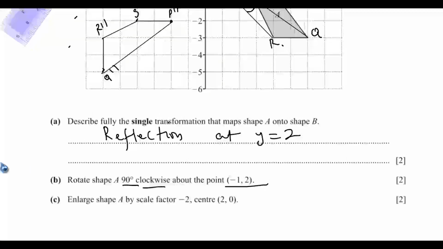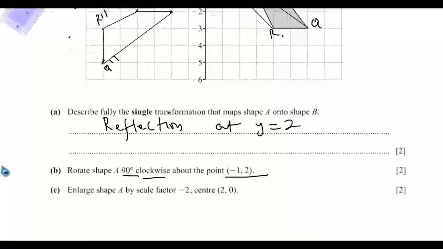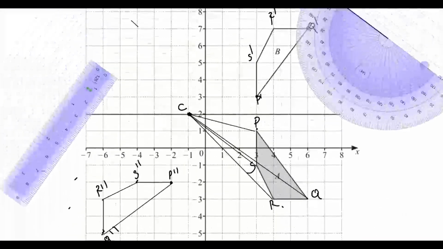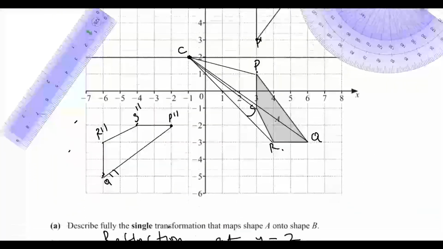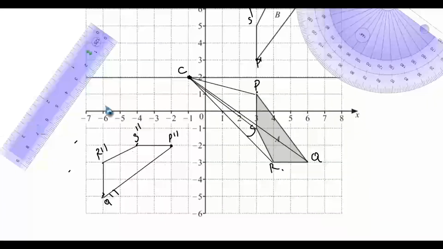Enlarge shape A by scale factor of -2 and center of enlargement is (2, 0). So let's start with the center of enlargement, x equals 2 and y equals 0. So this is the center of enlargement. Let's call this point D.